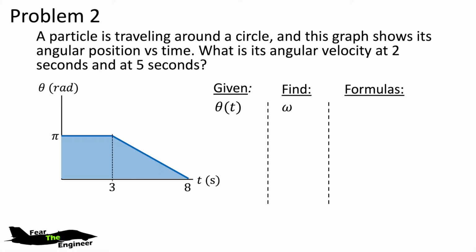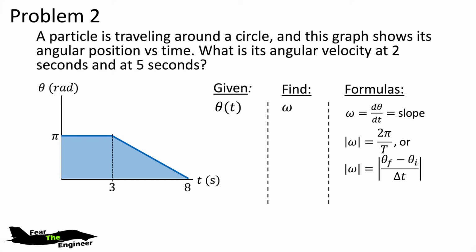Now, let's figure out what formulas to use. Here are the formulas that help us find omega. Since we have the theta versus time graph, the top formula is a great choice. It says that angular velocity equals the slope of the theta versus time graph. So we just have to calculate the slope of our graph at 2 seconds and at 5 seconds.